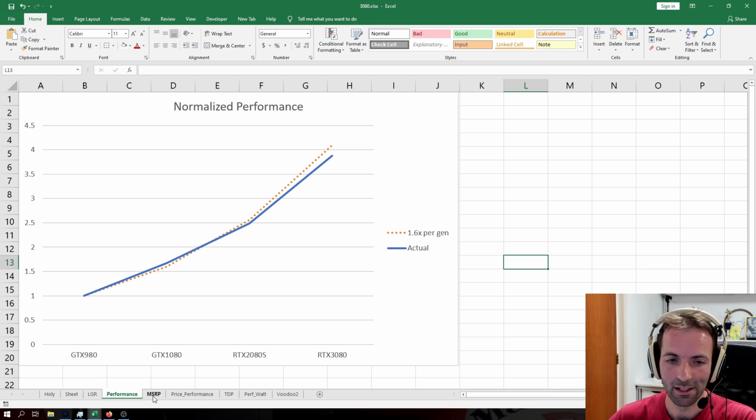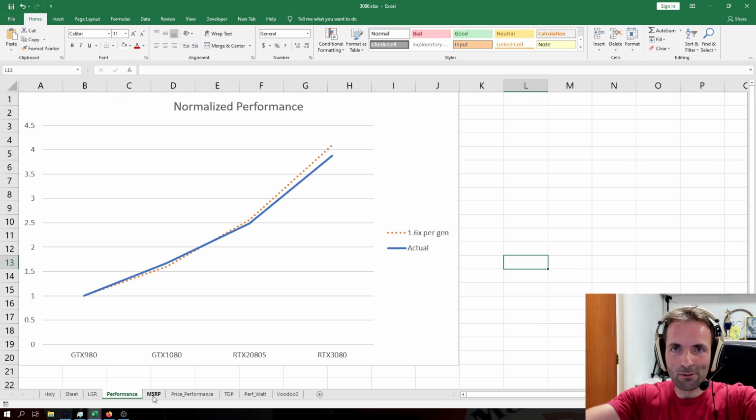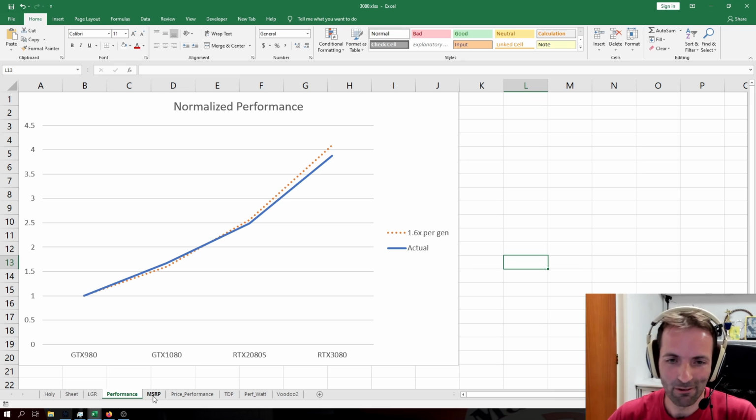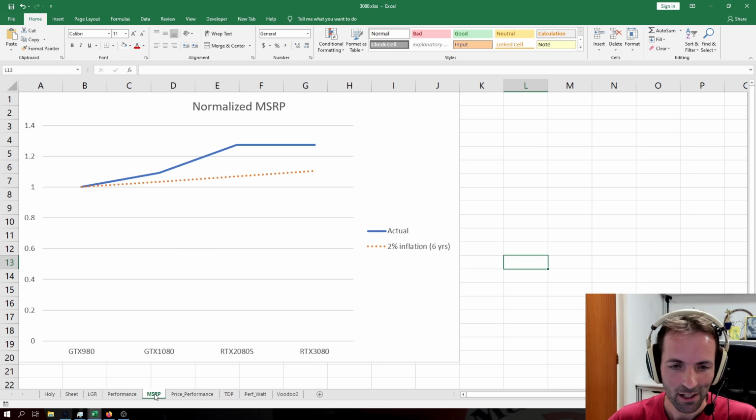Another thing to look at is, oh my God, it's not more expensive, yet it's more powerful. Well, that's normal. MSRP. Well, what about plotting it against inflation, which I've set to 2%. It's just a rough indication, right? This is not about the exact numbers, it's about the concept.